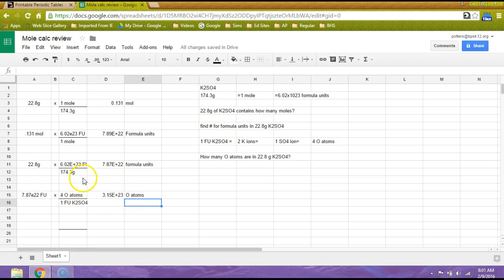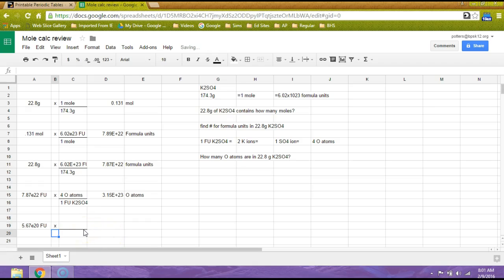If I want to do any of these calculations in reverse, if I'm given the number of formula units and asked to find the mass, let's say I'm given 5.67 times 10 to the 20 formula units of K2SO4, and I want to know what mass of K2SO4 I would have to measure out to get that number of formula units.